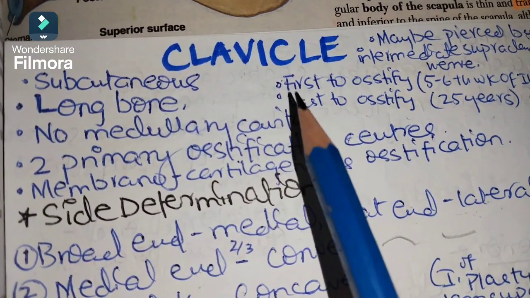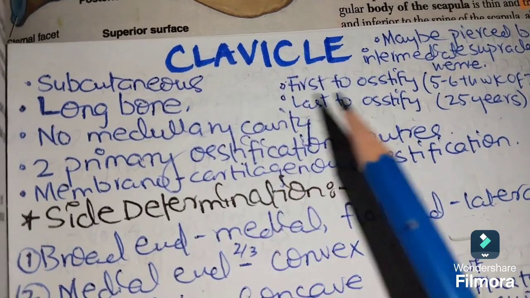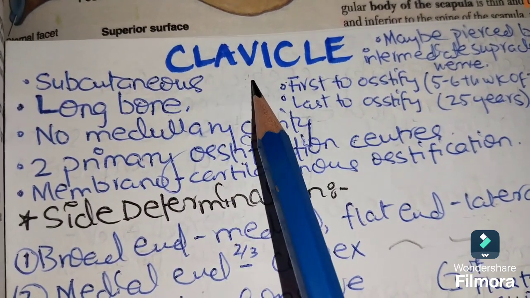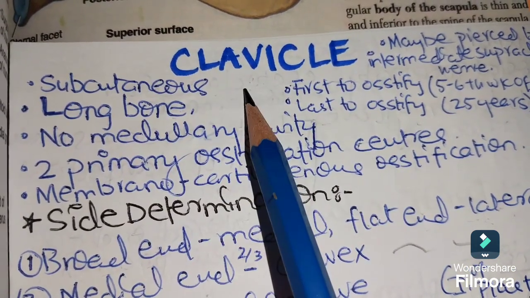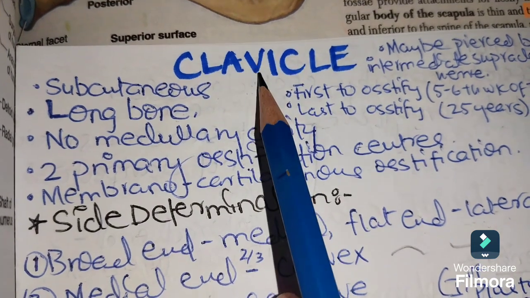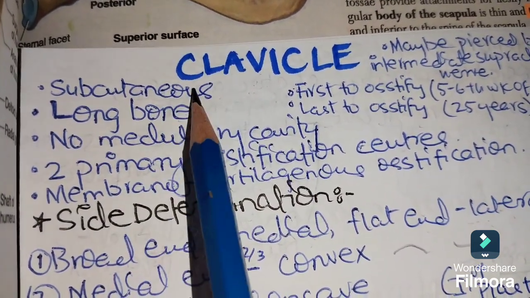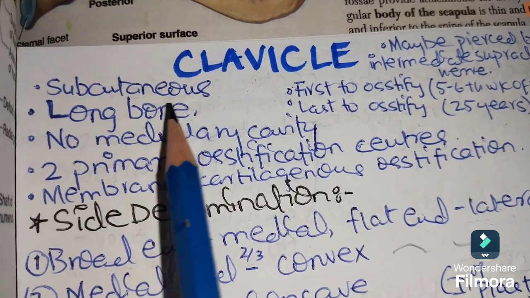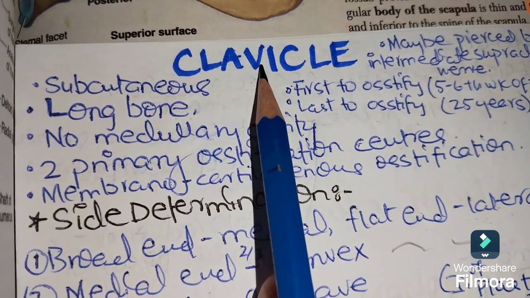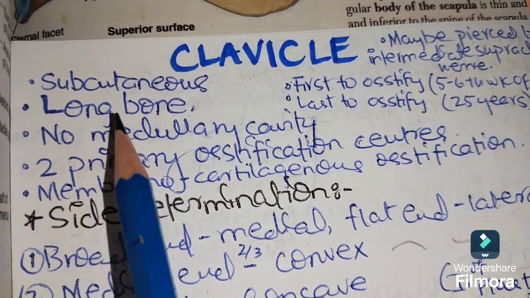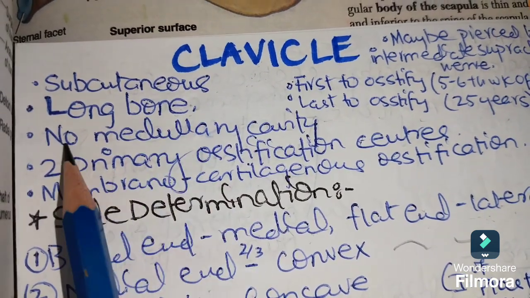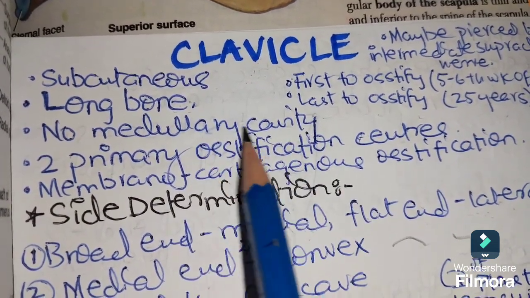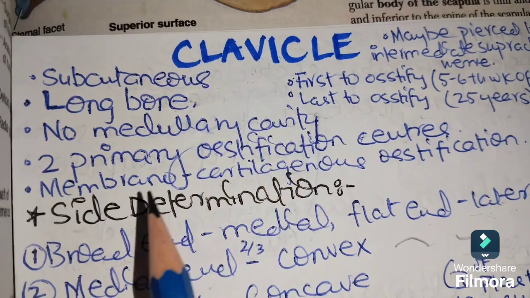So the clavicle is your collarbone, and we all have two clavicles in our bodies, the left and the right clavicle. The clavicle is a subcutaneous bone. It is a long bone. One of the classifications of clavicle is that it is a long bone. No medullary cavity. The medullary cavity is absent in the clavicles.